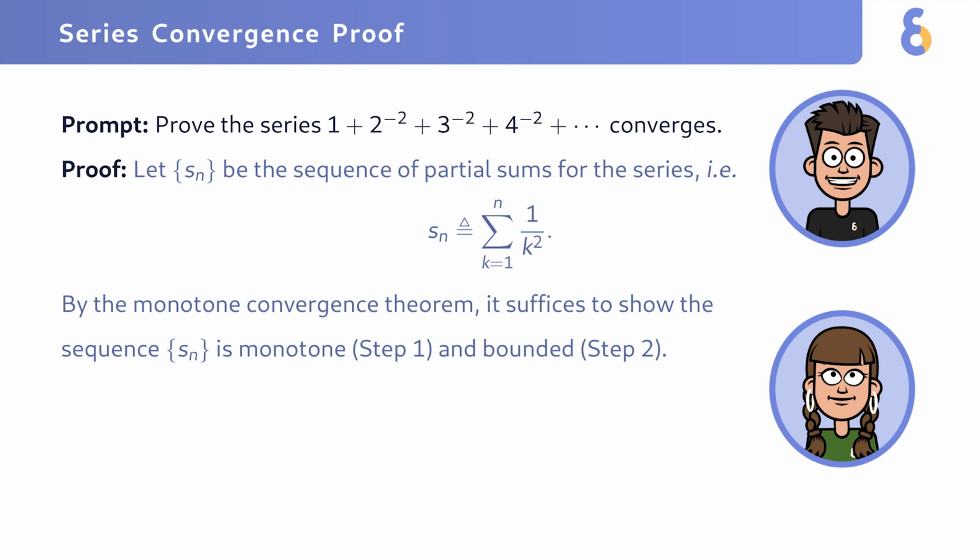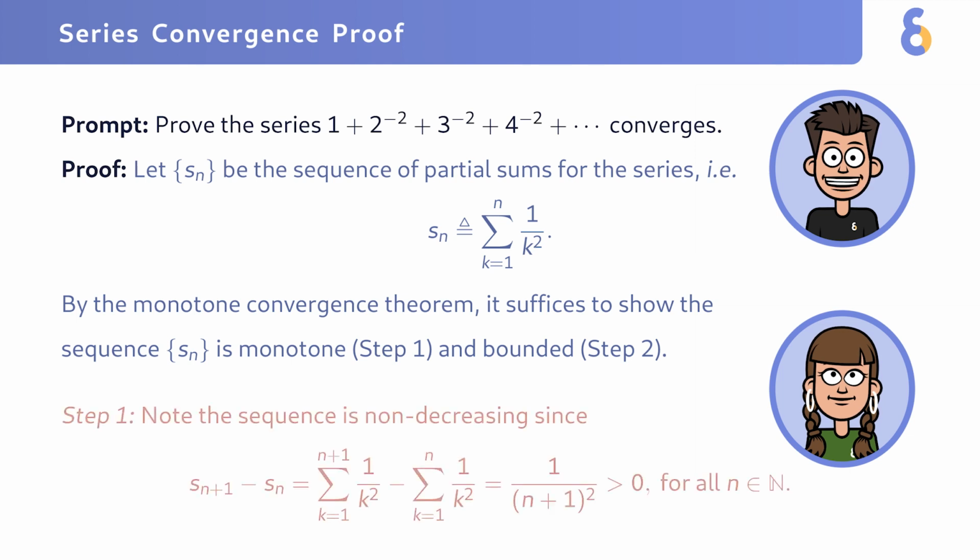I know the sequence is increasing since I'm just adding another positive number at each step. I'll go ahead and copy the difference of two steps in the sequence like you did to get that s sub n plus 1 minus s sub n equals 1 over n plus 1 squared, which is positive for all natural numbers n. Perfect. You're almost there.